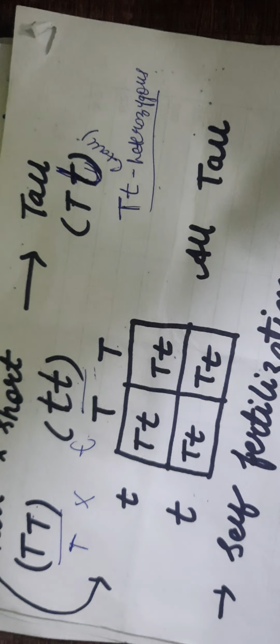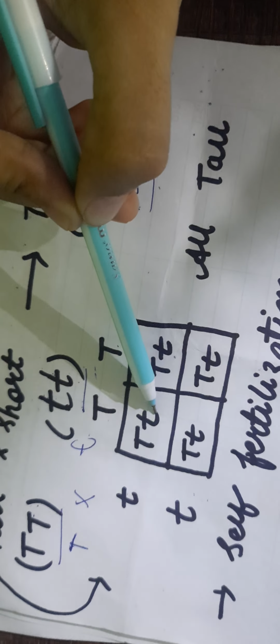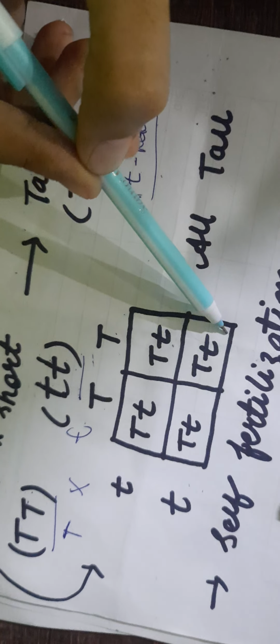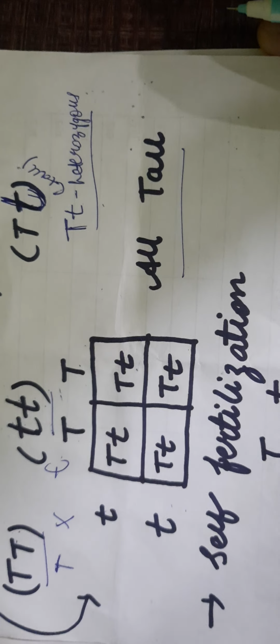Okay, so you can see capital T, small t. So I have written this here. So the cross is the same for all of them, right? So all the progeny will be tall. Okay, this was the first cross, right?